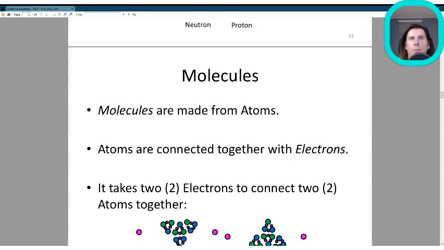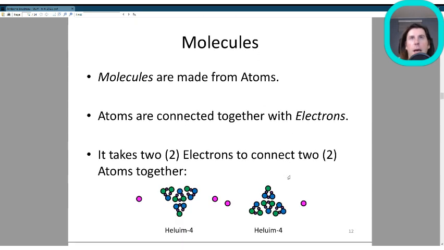Anyway, molecules. Molecules are made from atoms. This is one of the nomenclature changes, but it's a little more standard. Atoms are connected together with electrons, and it takes 2 electrons to connect 2 atoms together. I'm using helium-4: 2 helium-4s connected with 2 electrons here in the pink. That's what they look like, and you just keep going from there.